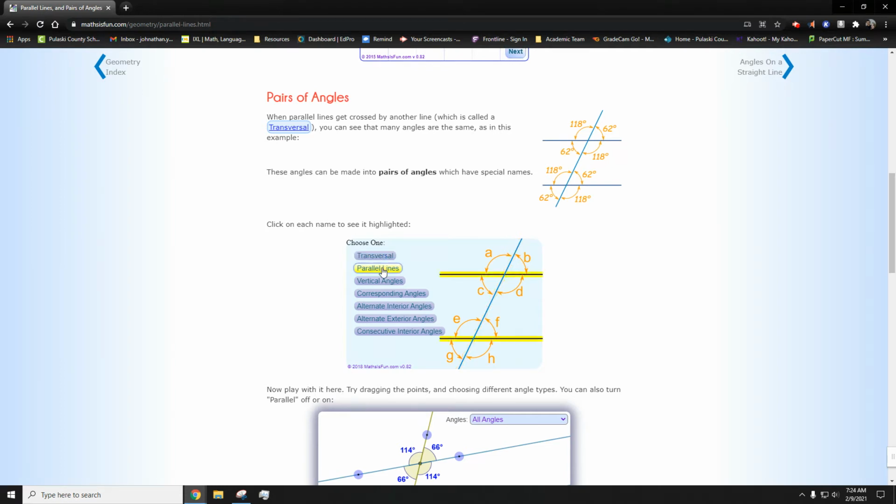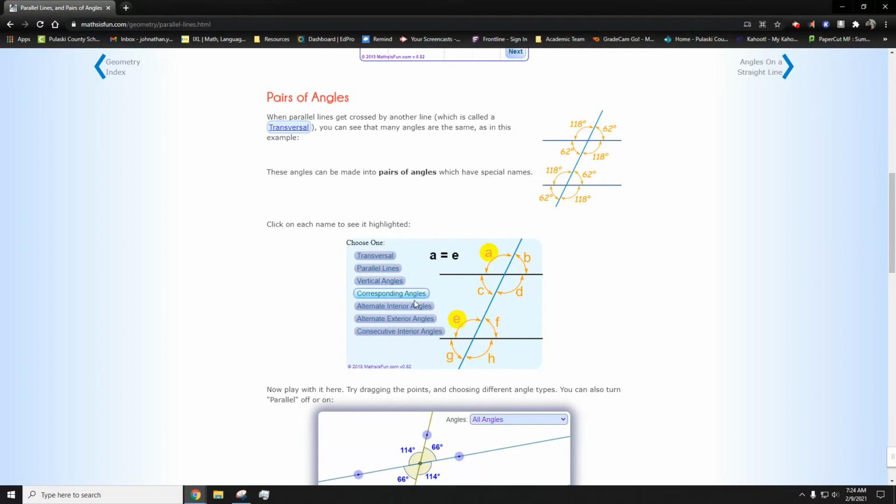If I click on parallel lines, it shows you those. If I click on vertical angles, it shows you a pair of vertical angles. And it shows you the next one. So it shows you all the vertical angles. It's a good way to help you see what's supposed to be vertical.